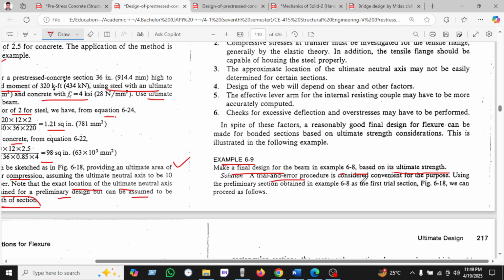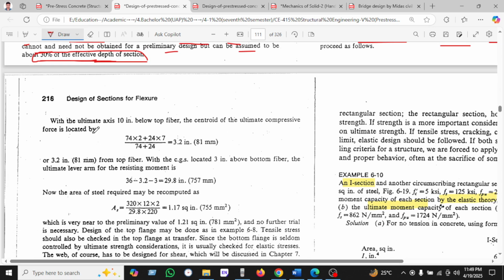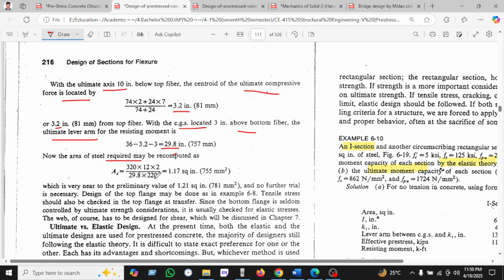The trial and error procedure is considered in the conventional way, using the preliminary solution obtained in 6.4 and the first trial section 6.18. With the ultimate axis, we found 10 inches square. This is the ultimate compressive force location, 3.4 inch from the fiber, with the CGS located 3 inches from the fiber, and the ultimate lever arm we found is 29.8. Now the area of steel, preliminarily computed using this formula, is 1.17 inches square.